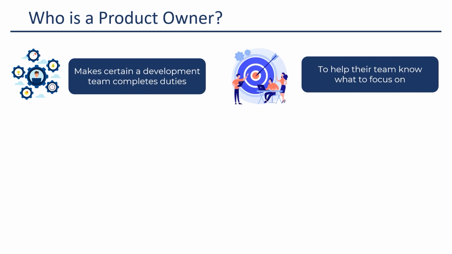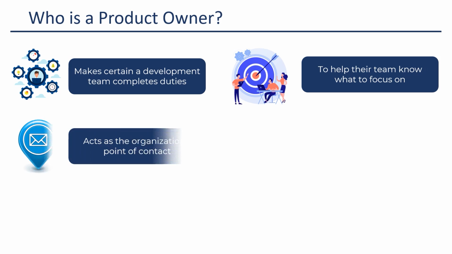To help their team know what to focus on, the product owner lists each step in the backlog along with a description of what it requires. These experts consequently frequently possess extraordinary strategic and communication abilities. A product owner acts as the organization's point of contact when using Scrum, to keep all sections of the business updated on a project's progress.